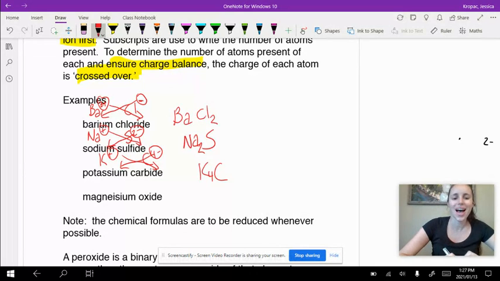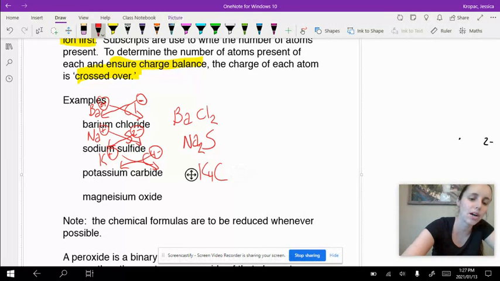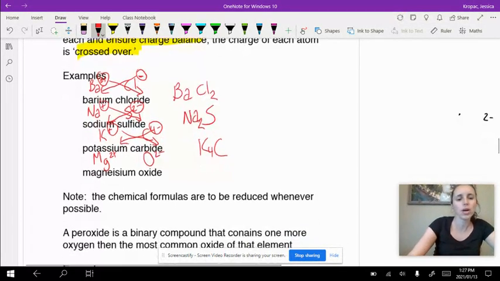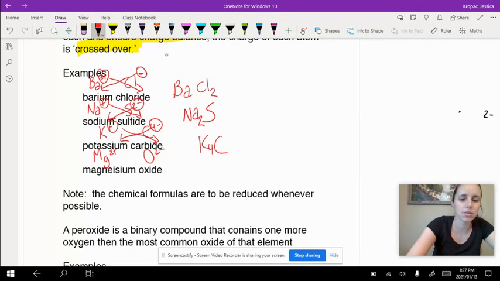You're back. So magnesium oxide. Magnesium has a charge of 2, so 2 plus. Oxygen has a charge of 2 minus. So we're going to go ahead and we're going to cross these charges over. So I'm going to write this MgO. And this 2 is going to come down here. So I have a 2 written here. And this 2 is going to come down here. So I'm going to write a 2 here.